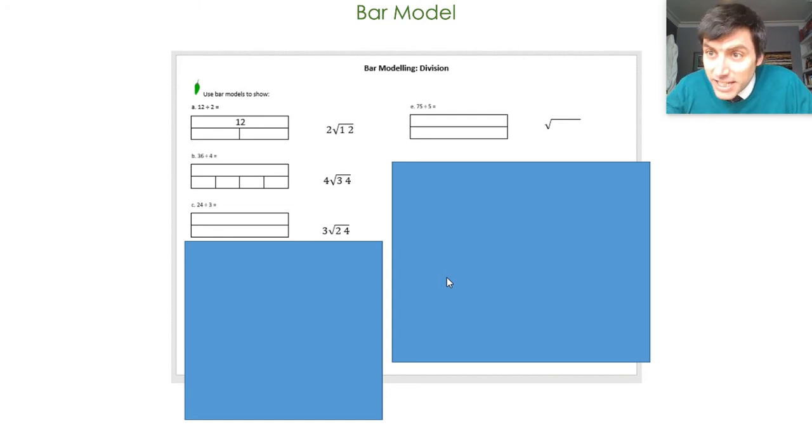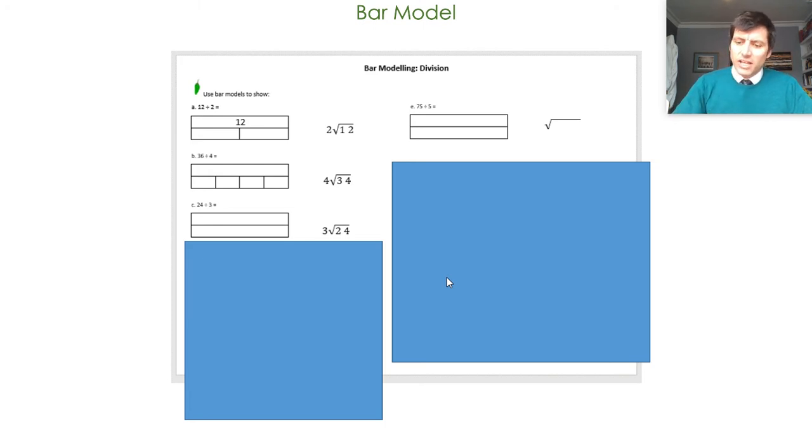It says 34, it should say 36. I've made a mistake. It should say 36 divided by 4 for the second one. And the third one is 24 divided by 3. Now, where it's saying 24 divided by 3, the bottom row on your bar model there hasn't been split yet. How many parts are you going to divide it into if it's divided by 3? Can you complete those 3 bar models?